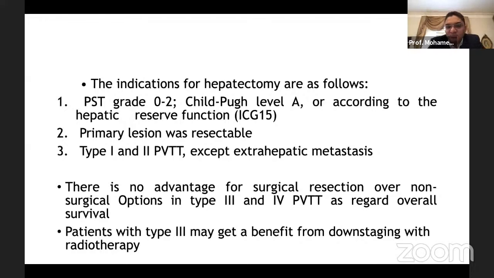There is no advantage for surgical resection over non-surgical options in type 3 and 4 portal vein tumor thrombus as regards survival. Patients with type 3 may get a benefit from downstaging by radiotherapy.